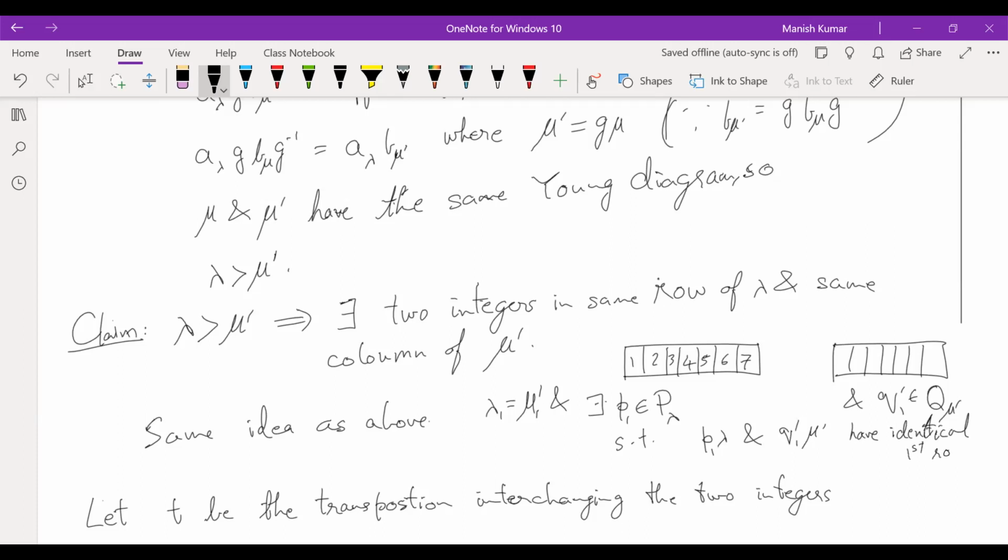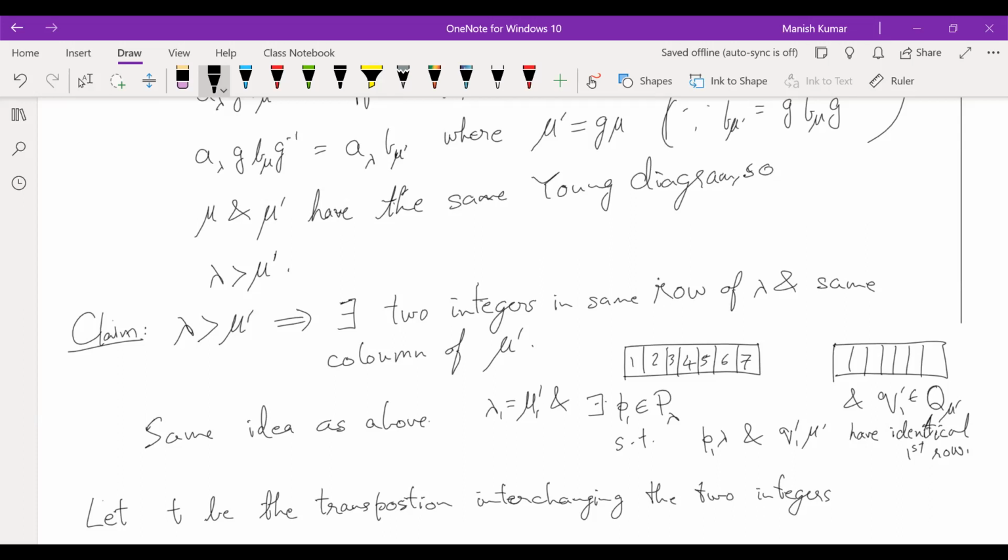Yeah. So the entries are also the same. I mean, it will be some permutation of 1 to 7 in this case, and here as well. Okay. And of course, then again, if you look at P1 lambda and Q1 prime mu prime, they are again the same Young tableau. So even if you erase the first column, P1 lambda is going to be greater than or equal to Q1 prime mu. Yeah, Young tableau, even if you replace it. So you can continue this argument, and if two integers.